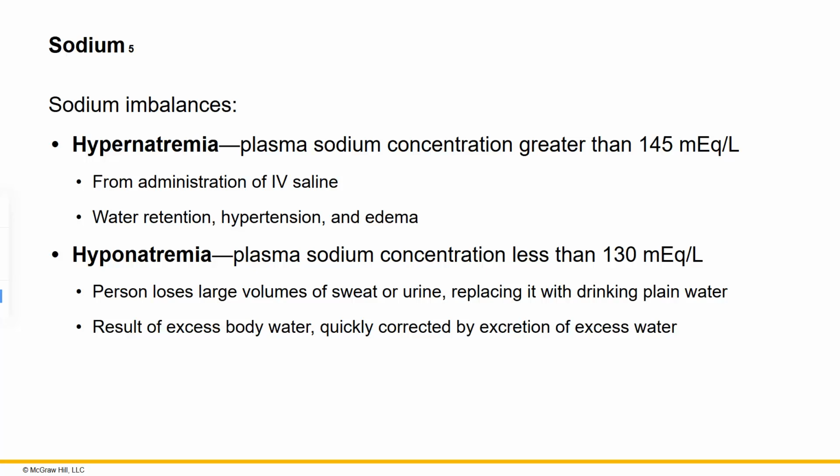Sodium imbalances. Hypernatremia is a plasma sodium concentration greater than 145 milliequivalents per liter, from administration of IV saline, water retention, hypertension, and edema. Hyponatremia is a plasma sodium concentration less than 130. A person loses large volumes of sweat or urine, replacing it with drinking plain water, or if you happen to get fluids at a hospital and get distilled water as a fluid, that would be another source. It results in excess body water, quickly corrected by the excretion of the excess water.